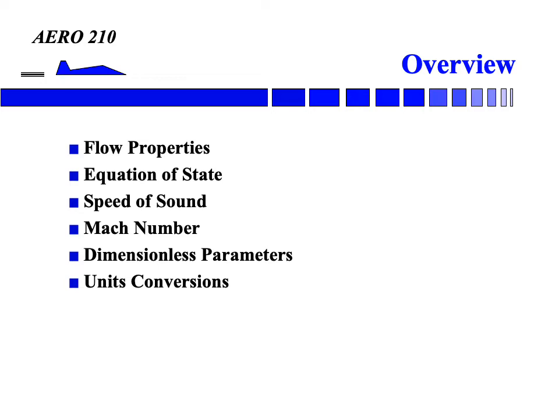We will begin by discussing parameters we call flow properties that describe the state of air. Then we'll introduce the equation of state that relates some of those properties to each other. We'll introduce an equation for the speed of sound and a parameter called Mach number. Then we'll talk in general about dimensionless parameters. Mach number is dimensionless. We'll talk about what value dimensionless parameters have to us in general. And then we'll finish with a discussion of units conversions.